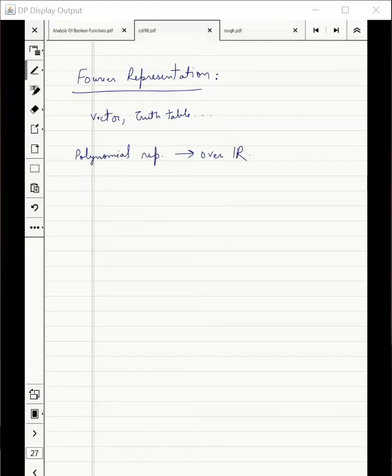The way we are going to do it is by first generalizing our definition of Boolean functions, right? Remember, this is what a Boolean function is. First, let me generalize the range to real numbers. We will see that each such function can be represented as a polynomial.